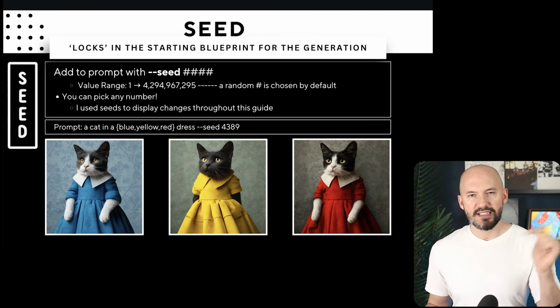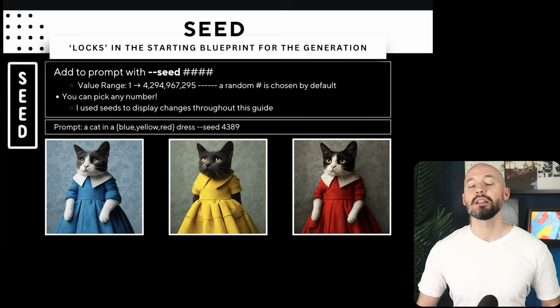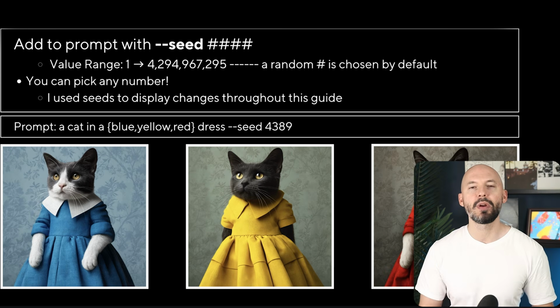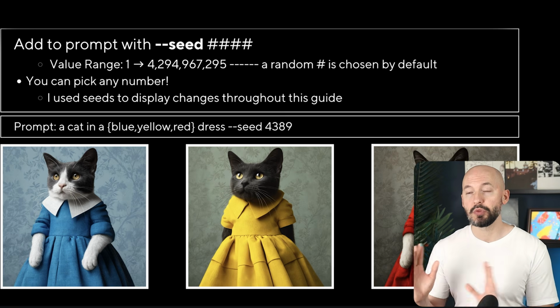And then let's talk about the seed parameter. This is going to be your way to lock in the starting blueprint of a generation. You see, every prompt you write is assigned a random seed number behind the scenes. It's a value range between 1 and 4 billion. That's why no two people will ever get the same generation, like the odds are just astronomical.